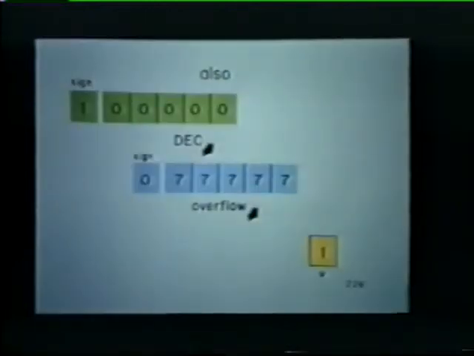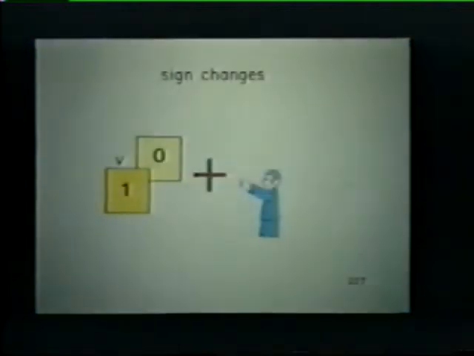The reverse is also true. If we were to decrement the maximum negative number, rather than get one negative number less, we would get the largest positive number, which is wrong. This overflow would also set the V bit. That pretty much takes care of sign changes used to inform us if an overflow condition exists. Now, let's look at something else that causes an overflow.